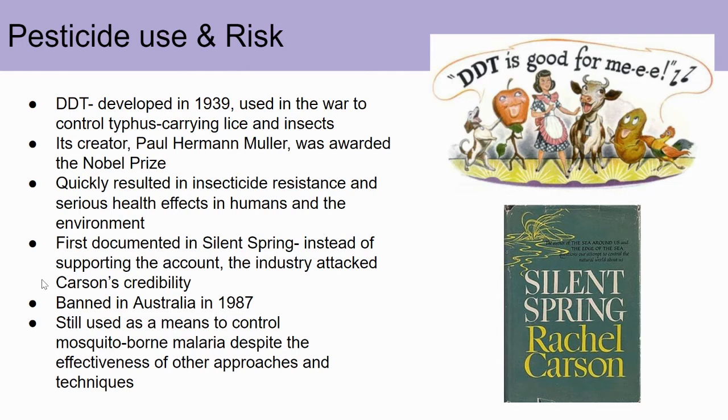And this was first documented in Silent Spring, which was released by Rachel Carson. And I guess instead of supporting the account, the pesticide industry attacked Carson's credibility. So even though she was a scientist, they attacked her credibility and pretty much said that she wasn't qualified to make such a judgment. So it wasn't until 1987 that it was banned for use in Australia.